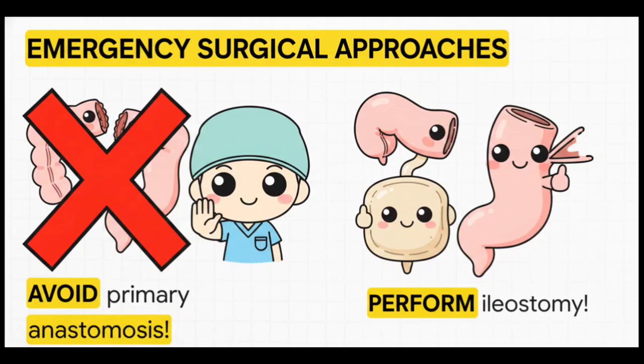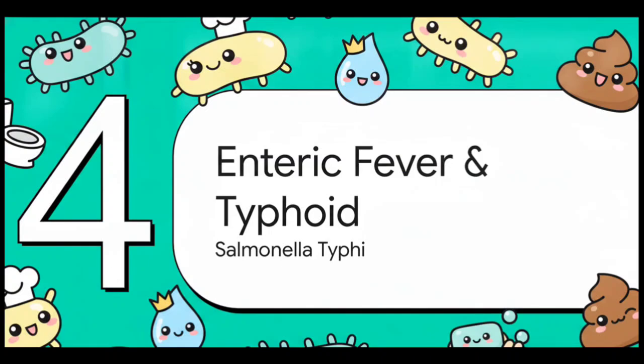We have got to avoid a primary anastomosis because the risk of a leak in a patient who is this malnourished and actively infected is just astronomically high. The safer, mandated approach is resection of the diseased segment paired with a proximal ileostomy and a distal mucus fistula. Get them stabilized first. All right, shifting gears to Section 4, enteric fever and typhoid.